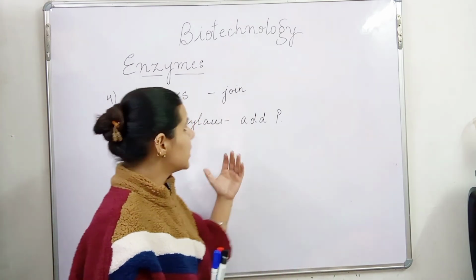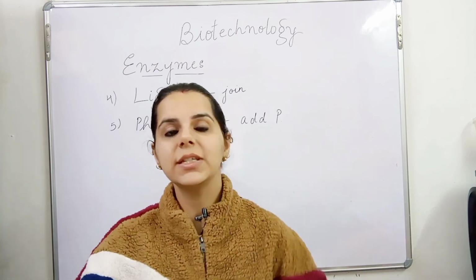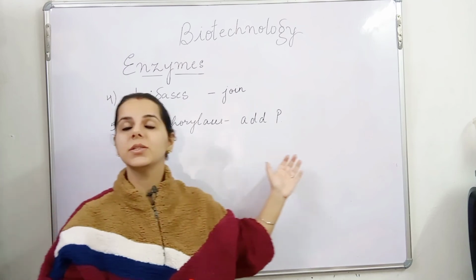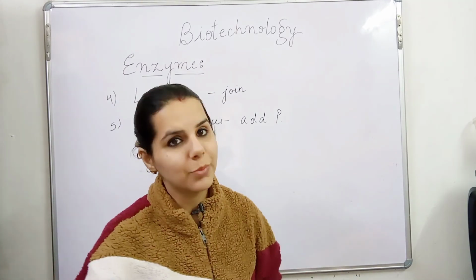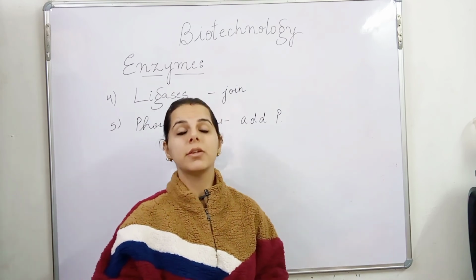And fourth are ligases, which are used to make bonds between the plasmid DNA and our insert. And fifth are the alkaline phosphorylases, which add phosphate groups so as to make the phosphodiester bond. So these are all about the enzymes used in these processes.